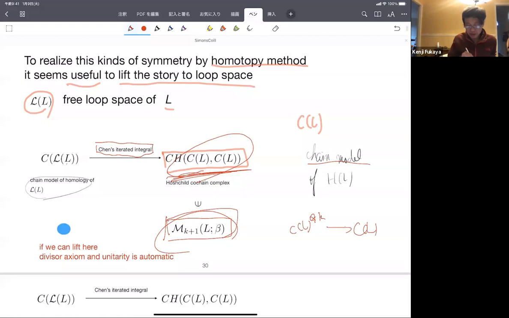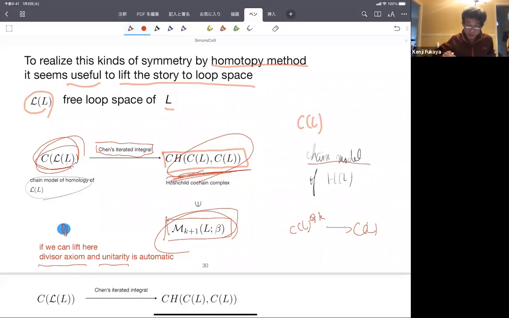And this is the iterative integral. So if you can lift this one to some chain model of L, and you think a bit about what the iterative integral is doing, then if you have a chain here, the Dirac axiom and unitarity seem to be automatic. Of course, it depends on the choice of chain model, but I believe that doing it in this chain model makes the Dirac axiom and unitarity work. At least the fact that this lift here probably implies that some kind of infinite version, a homotopy version, of the Dirac axiom and unitarity is automatic. So this should be a way to do a homotopy argument.